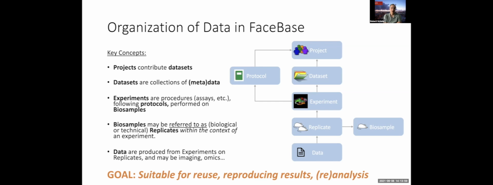And then, of course, experiments are performed on biosamples, and those describe the biological characteristics of the specimens that are used in the experiments. And then again, this little part that can be a bit confusing that we're working on improving: once you describe your experiment and your biosample, then you associate the two in the form of what we call a replicate. So that's really just an association between the experiment and the biosample.